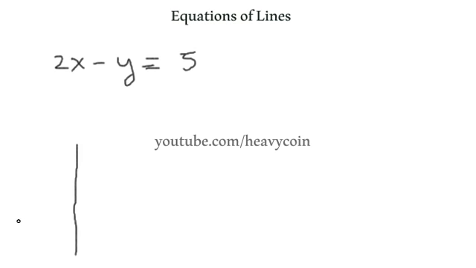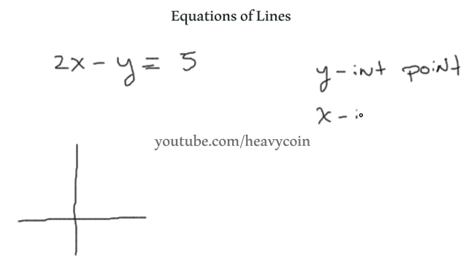Now there's 2 points, if we can find them, that we want to find on this graph, and then we can connect the 2 points. The first point, let's say, is the y-intercept point. And then the second point is going to be the x-intercept point. Once we find both the y-intercept point and the x-intercept point, then we could just connect the dots and draw a line right through it. So that's really the fastest way to do this.